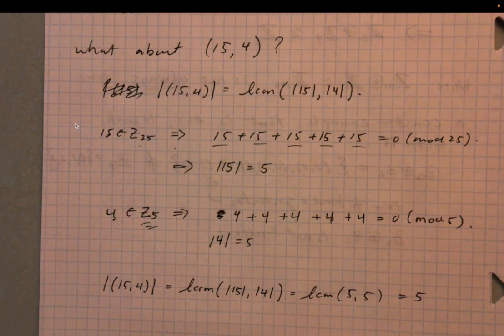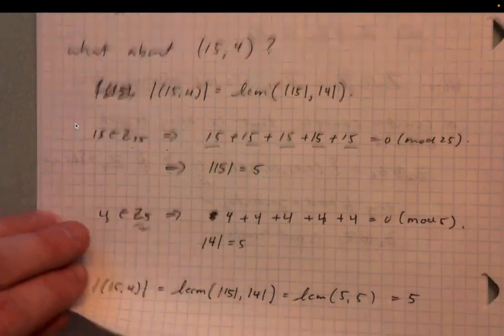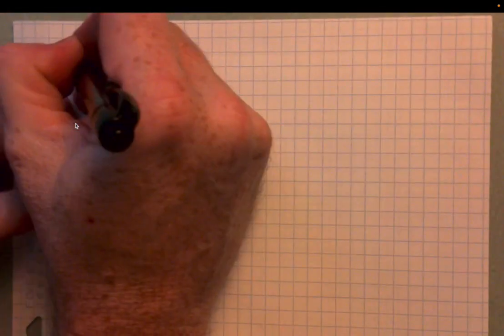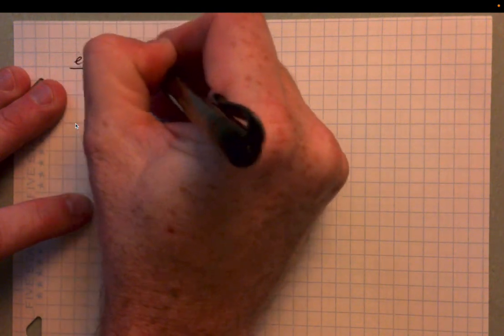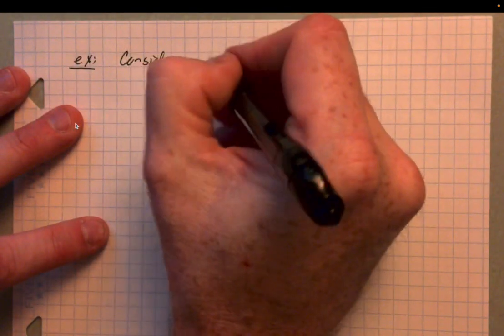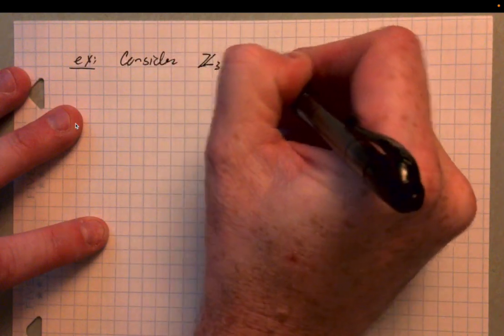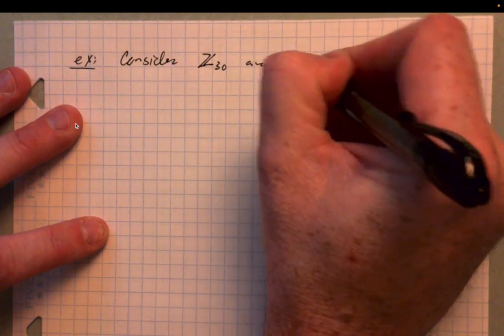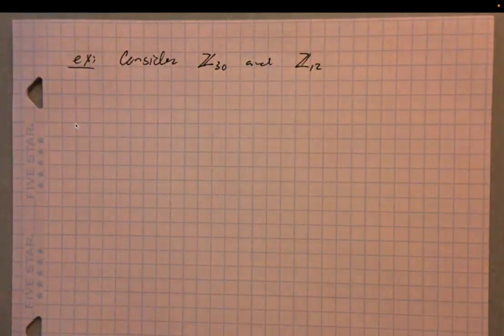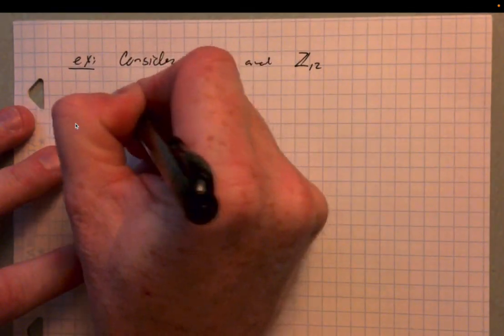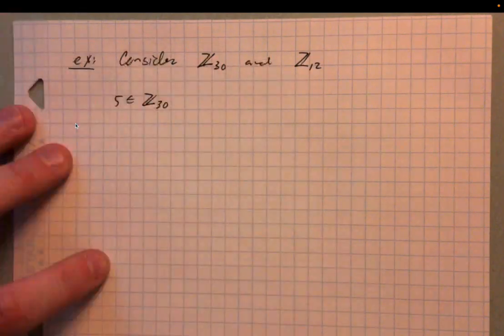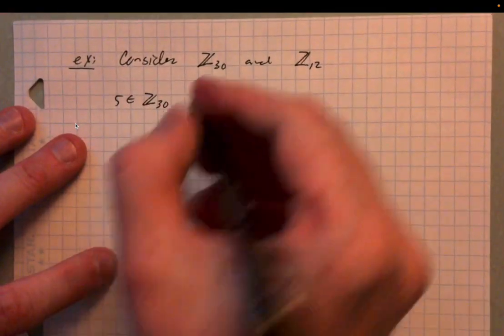All right, let's look next at another example related to this. Let's consider Z30 and Z12. Okay. Let's consider an element from each. So first we'll start with 5. It's an element of Z30. And the order of 5 is 6.